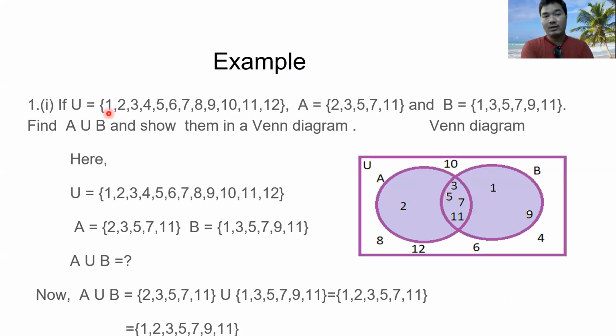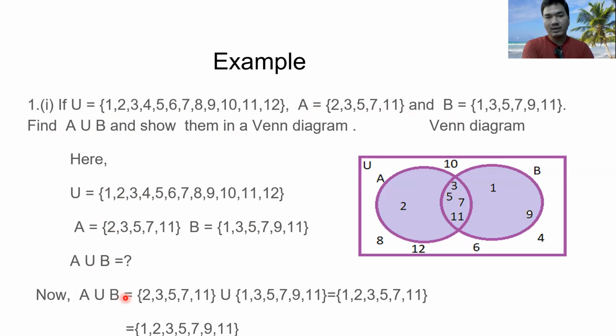This example, look here. Universal set 1, 2, 3, 4, 5, 6, 7, 8, 9, 10, 11, 12. Set A 2, 3, 5, 7, 11. And set B equals 1, 3, 5, 7, 9, 11. Find A union B and show them in a Venn diagram. First of all, draw the universal set, set A, set B.